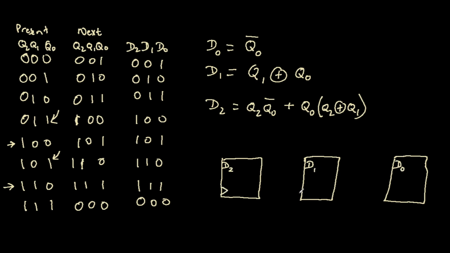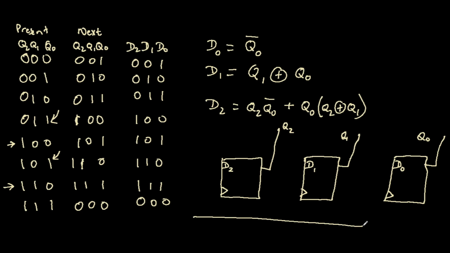Each of them will have a clock input, and each of them will have a Q output. So this first output here will be Q2, this output will be Q1, and this output over here will be Q0. Good. Now, because it's a synchronous counter, you will have a clock signal that will go to each one of these flip-flops. The same clock will go to each flip-flop, and that is why we call it a synchronous counter. Each one of them gets clocked at exactly the same time.